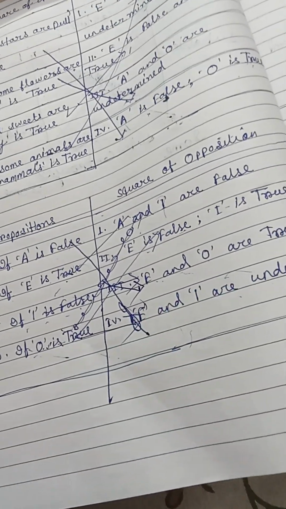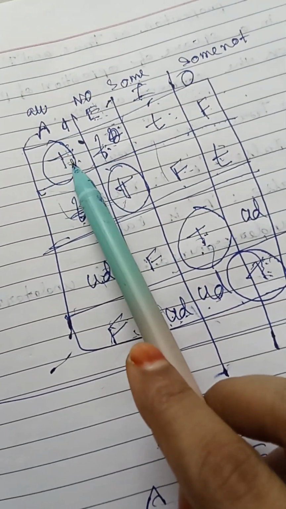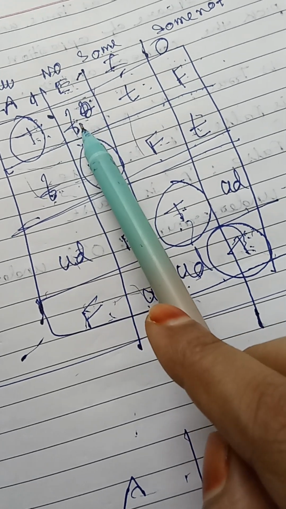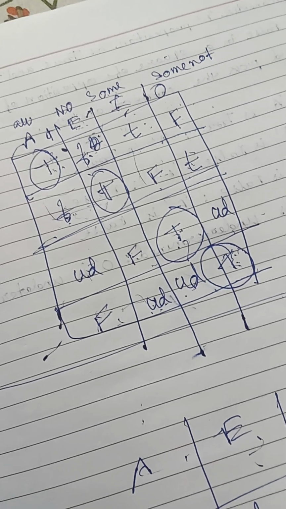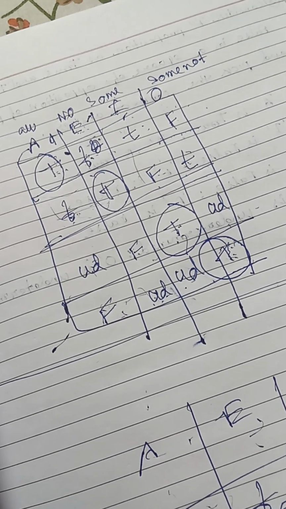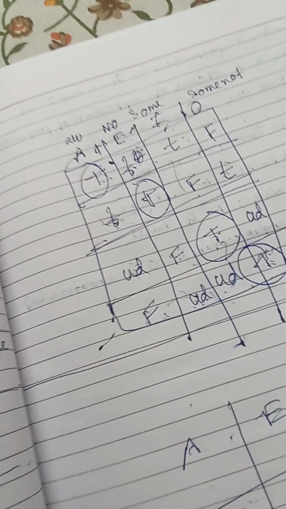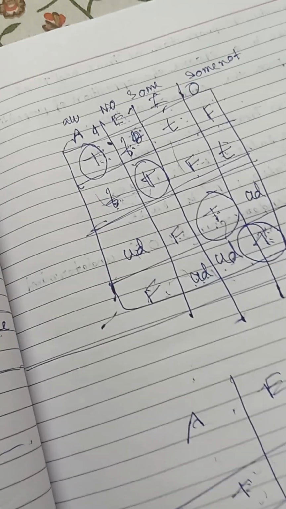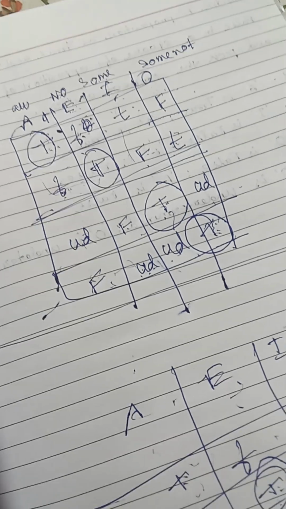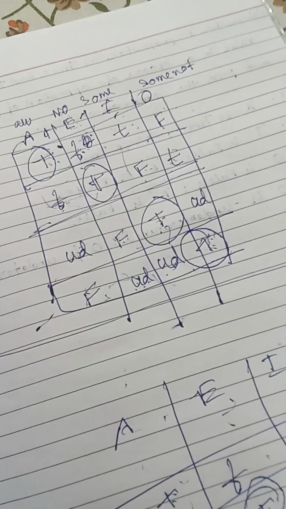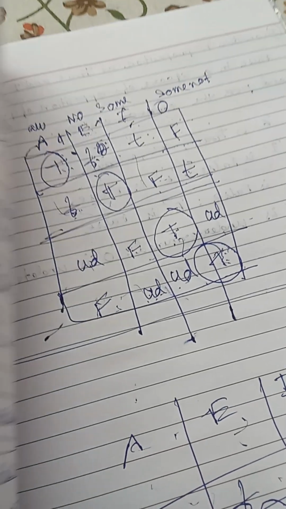Yes, you can match it like this. Means you are getting my point, na? A, E, I, O. If A is true, you can easily find out that E is false, I is true, and O is false. In the exam hall, there is no need of worries like, oh my god, what will be the other one? Especially when you have to find out the undetermined, then you will be confused. So by using this trick, you can easily solve.